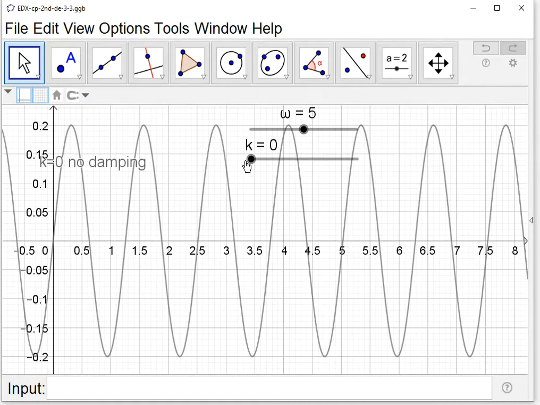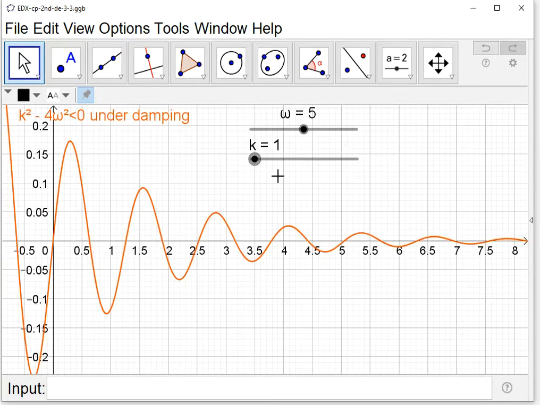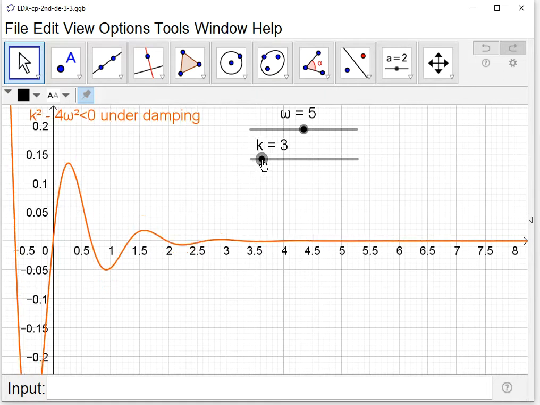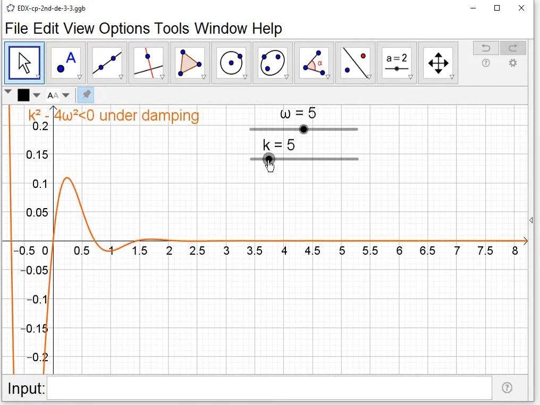So at the moment there's no damping, and if I have a small amount of damping, such as k equals 1, we can see that there is still an oscillating system here, but the amplitude is decaying due to the small amount of damping that is occurring. So at the moment this is underdamping. We're still getting quite a lot of oscillations that are decaying as t gets bigger and bigger. As k gets bigger, you can see that the decay happens more rapidly. As k gets to 3, 4, we're getting very rapid decay of the system.